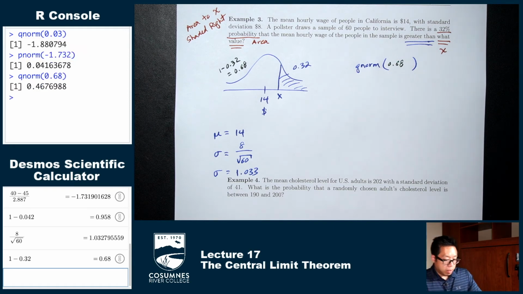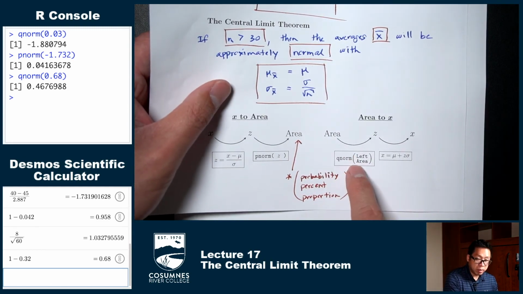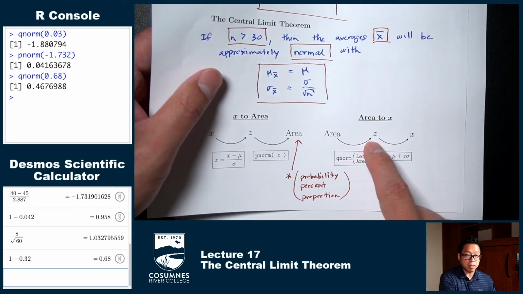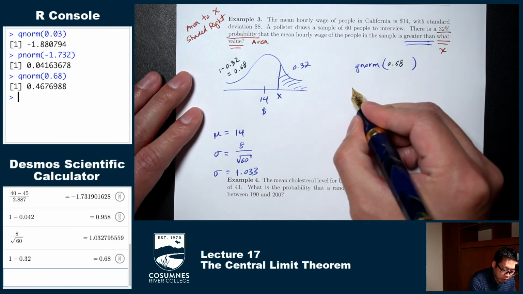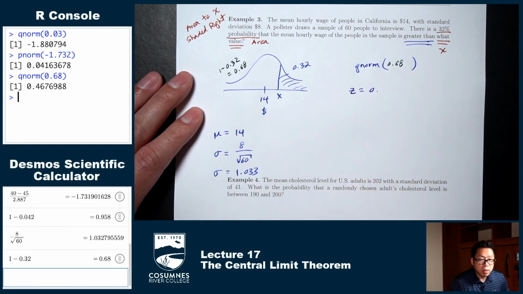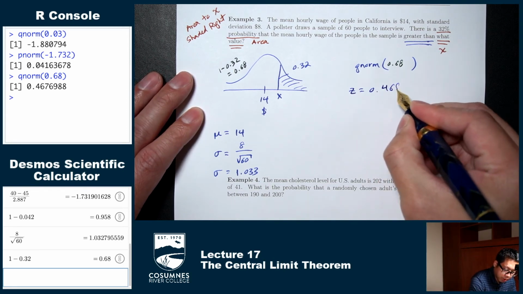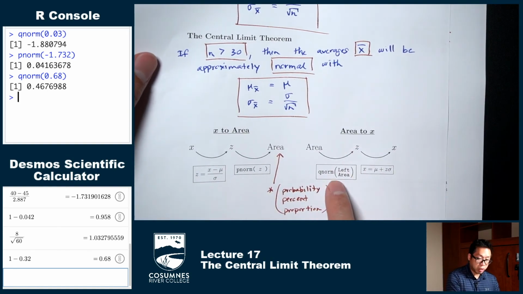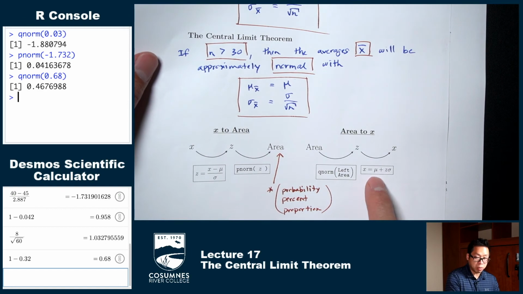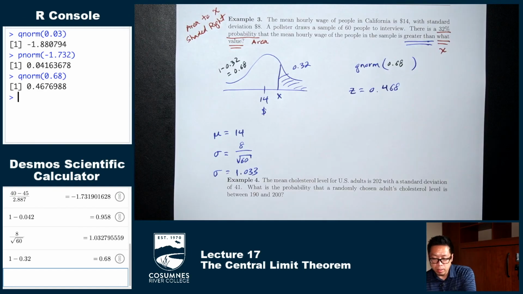Okay, Q norm takes an area and it outputs a Z, so that's a Z. So our Z is 0.468. Right, we just did area to Z by doing Q norm. Next step, Z to X by using this X formula.